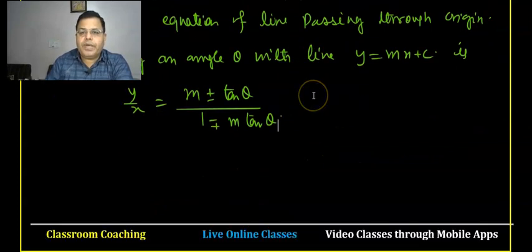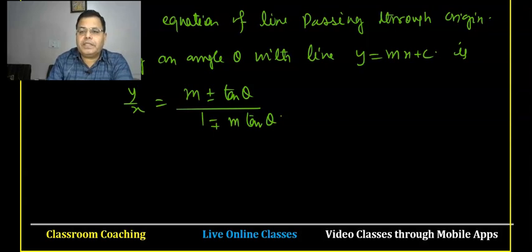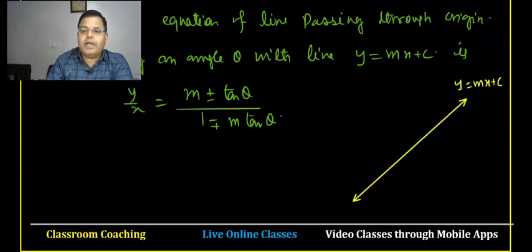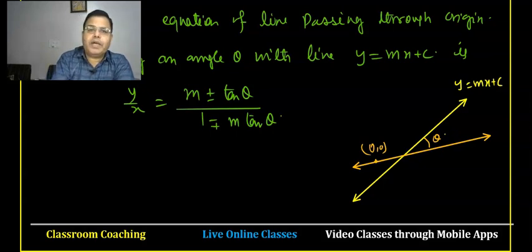Now, we know that the equation of line can be determined by, this is a line, say y is equal to mx plus c. Any other line which makes an angle theta with this will have an equation. So here is a line and that makes an angle theta with this line. You have to calculate it, and since it passes through origin, somewhere origin is there. So this is the equation of line which we have to calculate.